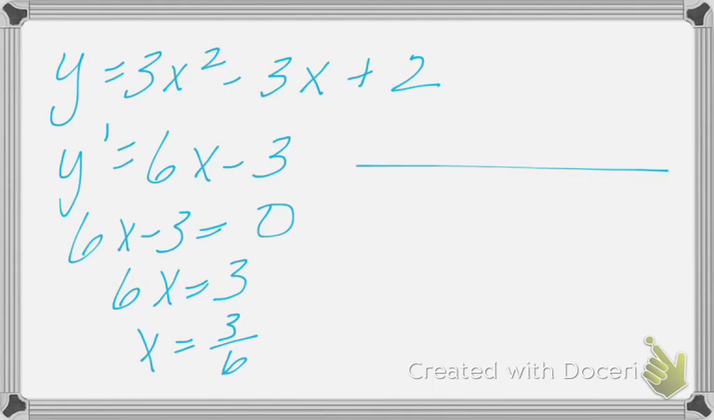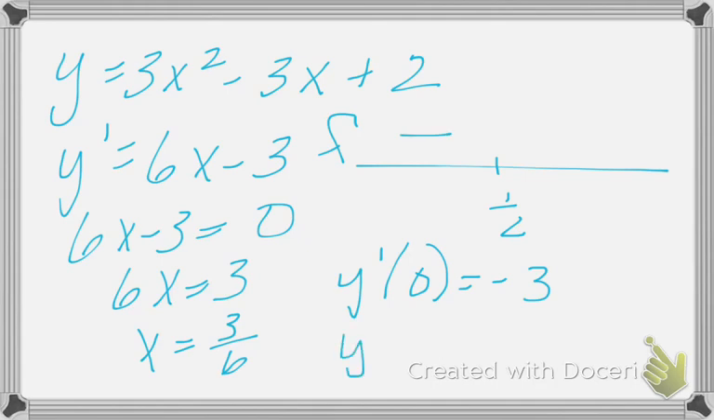So we're going to make our wiggle graph, and we're going to put 1/2 on there. And then we're going to try values to the left and the right. So for example, we could do y prime of 0, and we get -3, so it's a negative up there. And then we could do y prime of 1, and then we'll get 3, so that's a positive. Okay, so what does all this information tell us?